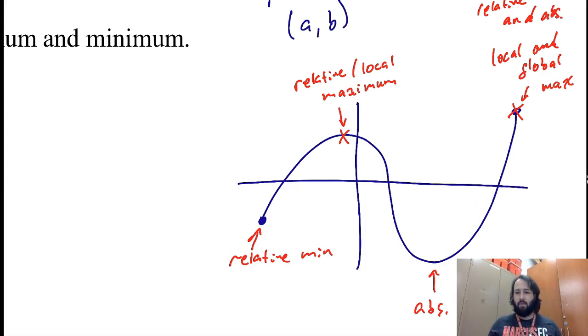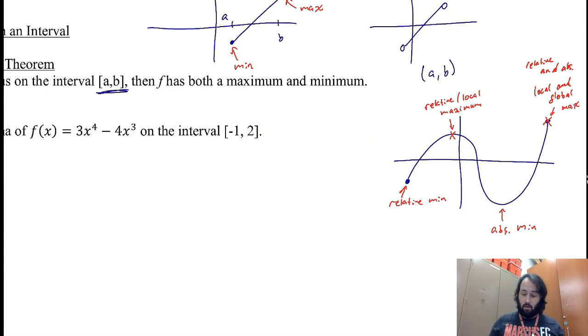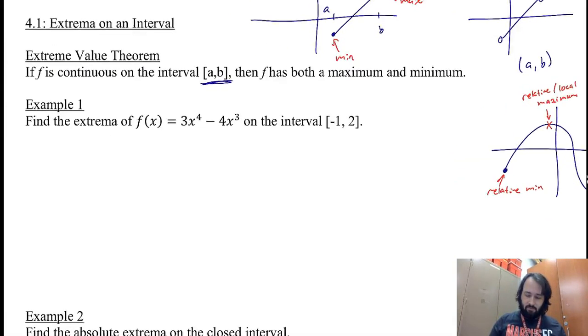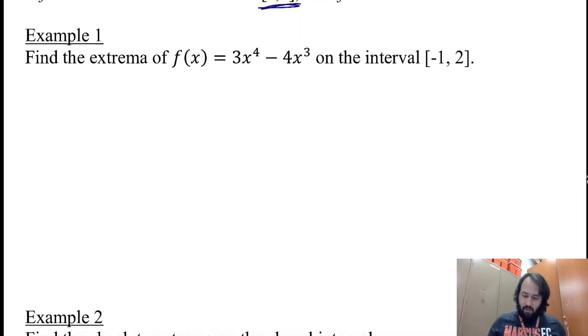Absolute is global, relative is local. I mean, it kind of makes sense, right? Relative is usually relative to things around it. It's only talking about a small portion of it. Global is talking about huge, so that would be the absolute part. All right, so that's our main concepts. Now we're going to get into this stuff.